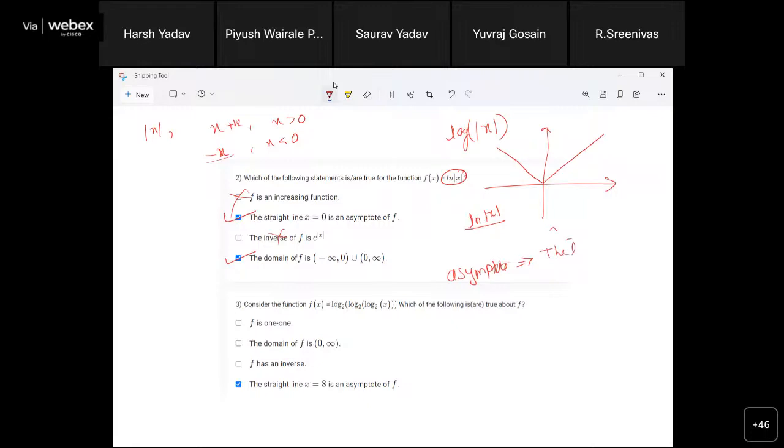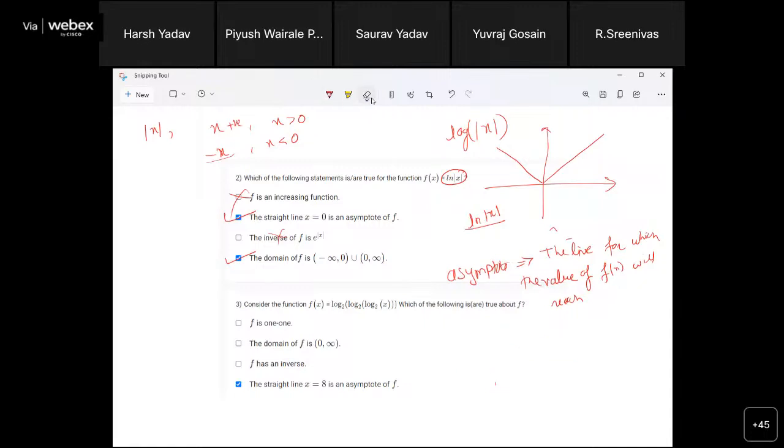the line, horizontal or vertical, for which the value of that particular function, say any f of x, will approach it but will not reach that particular value. The distance between the asymptote line and that particular graph will tend to become 0, but not 0, right? So that particular line, we can say it is an asymptote. It can be vertical, it can be horizontal, it can be anything.